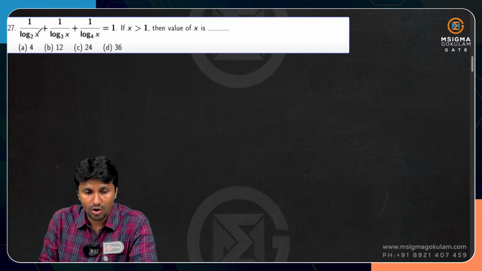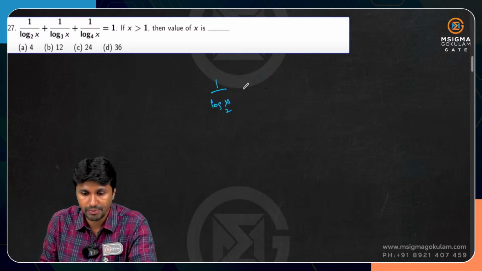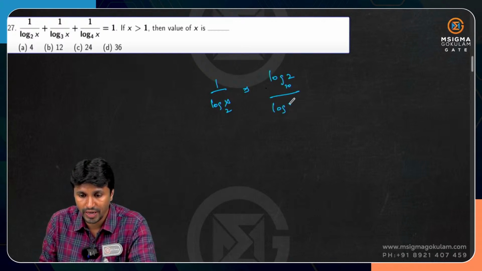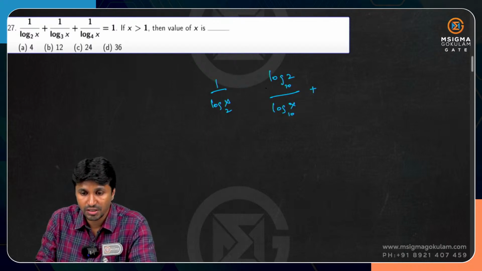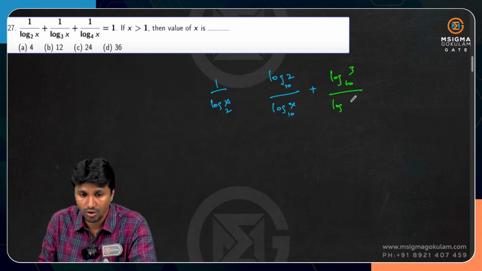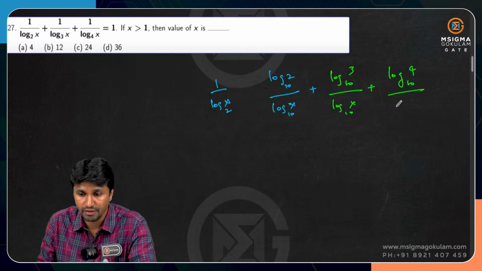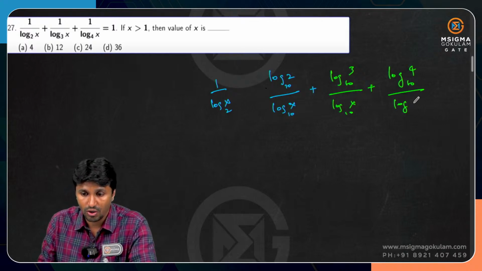1 by log x base 2. I can write it as log to the base 10 divided by log x to the base 10. Right. So similarly I can write the other two terms. How can I write the other two terms? Look at this one. This I can write as log 3 base 10 divided by log x base 10. Okay, so log 4 base 10 divided by log x base 10.